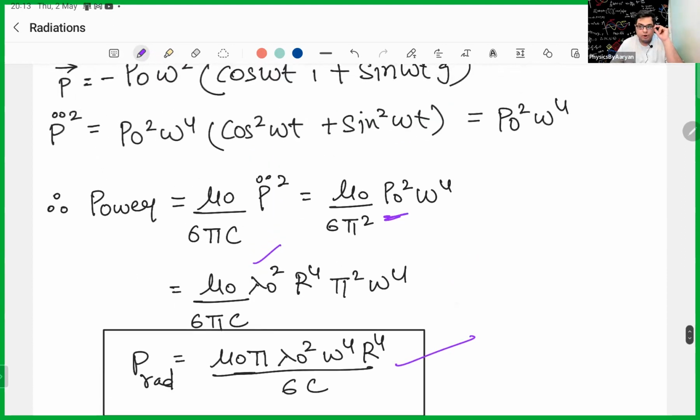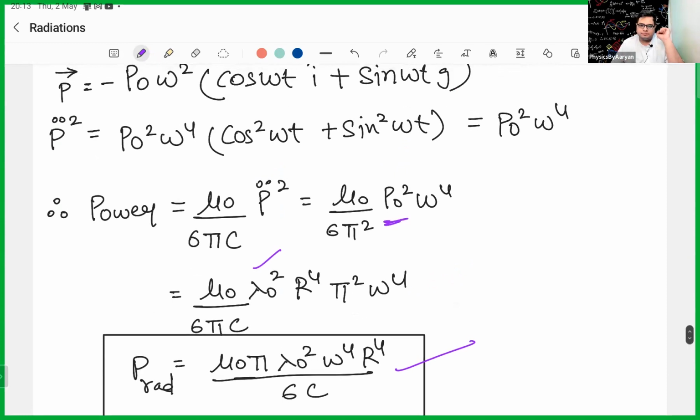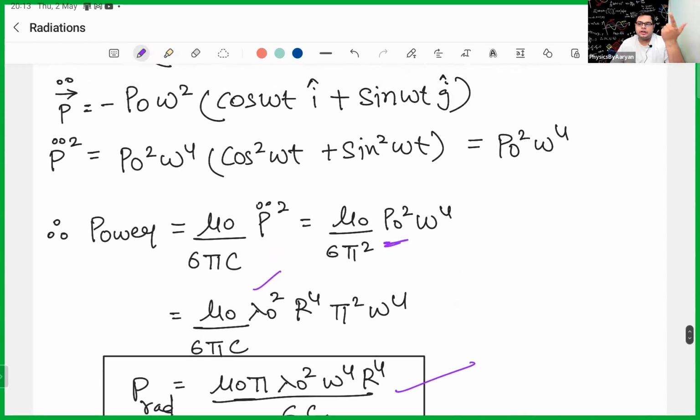So the steps in the problem will remain something like this. First step, find the total dipole moment. Second step, do the double derivative. Third step, square it. Fourth step, use the formula of power and put the value of P double dash square, that's all. And you get your total power radiated answer.